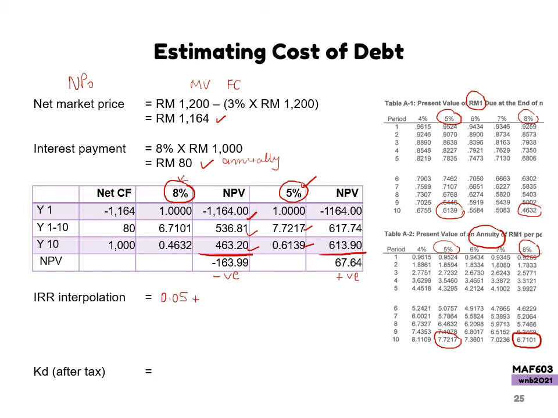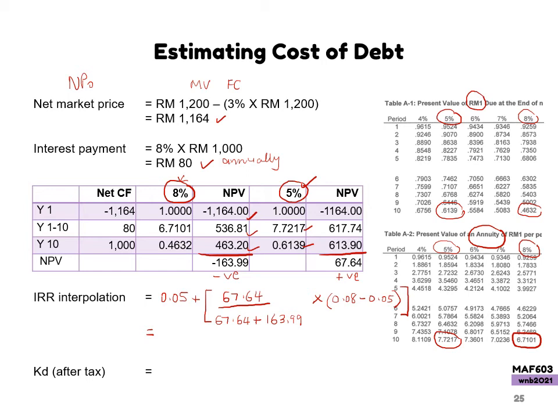Kita ada positive rate. Positive rate kita, rate yang bagi kita positif here adalah this one, 5%, 0.05 plus RM of positive NPV, positive NPV here ada 67.64 over positif NPV 67.64 tambah negatif NPV 163.99 darab higher rate. So antara dua rate ni 8 dengan 5, yang higher adalah 8%, 0.08 tolak lower rate 0.05. Okay, masukkan dalam kurungan. So kira-kira balik semua, masukkan dalam you punya calculator.